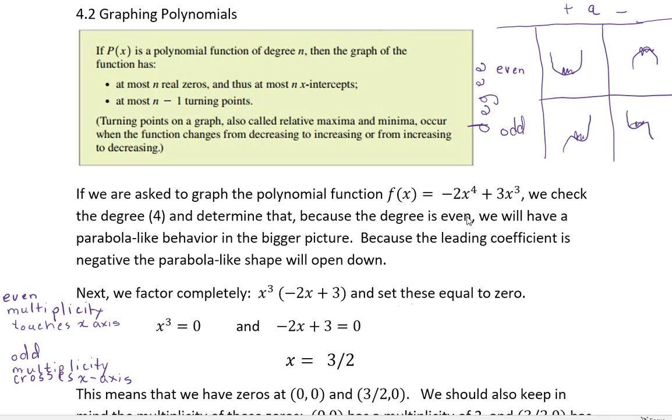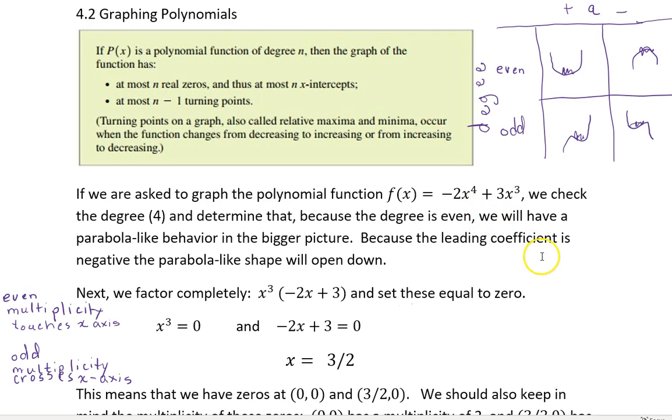And I'm going to remind folks, even though this is a degree of 4, I'm going to have some factors of this that can have multiplicity 1, 2, 3, or 4. In this case, I have x to the third, because I factored it out, and then I have this other factor, which is negative 2x plus 3. So those two are going to set me up for what I need to do. In this case, I don't have any even multiplicity. This is odd with my 3, and this is odd with my 1.